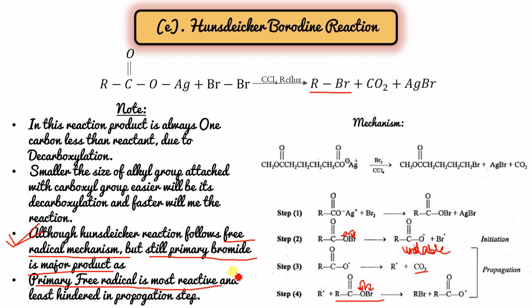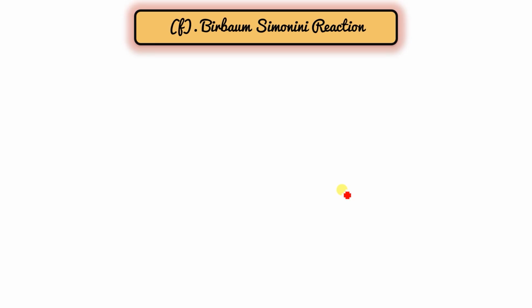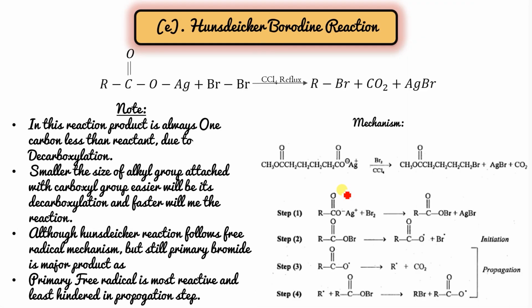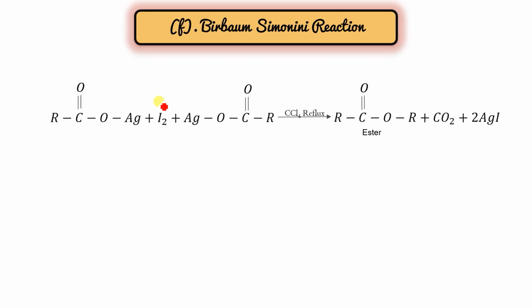Why we say Hunsdiecker? Because the scientist was given, and Borodine because we are using the Br2 over here. So that's why. And the last reaction in the preparation, that is the Borodine-Simonini reaction. If we are using this silver salt with this bromine, it was giving bromide, isn't it? But in the same way, if we will use iodine, it won't give iodo. Instead of that, it will give you the ester. And that's why it is important.